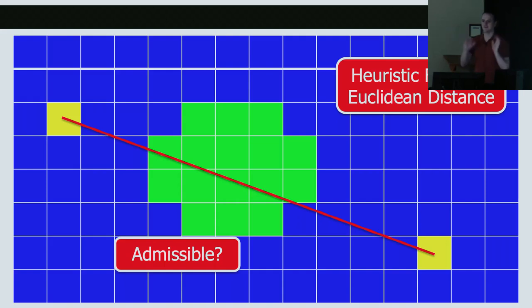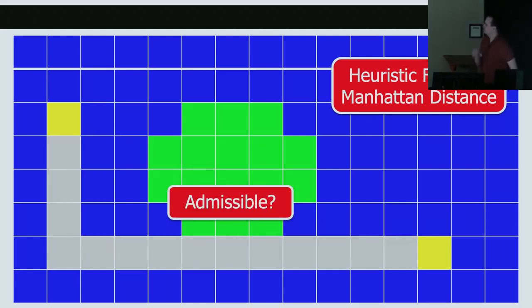Yes. The definition is it can't overestimate. And if you've defined the shortest possible path, then it can never overestimate. Now, is the Manhattan distance an admissible heuristic? Hand up to explain if you think it is and why or why not.